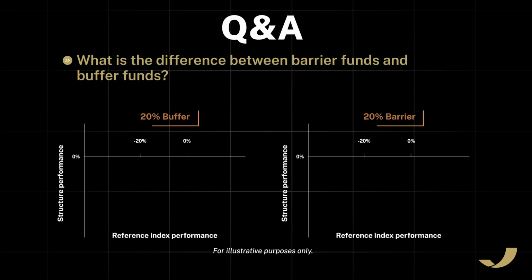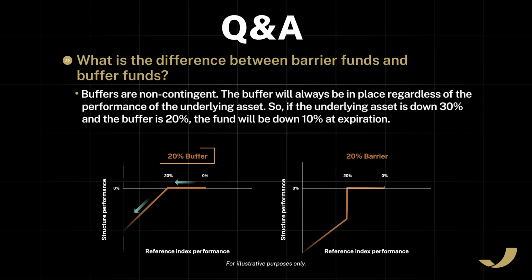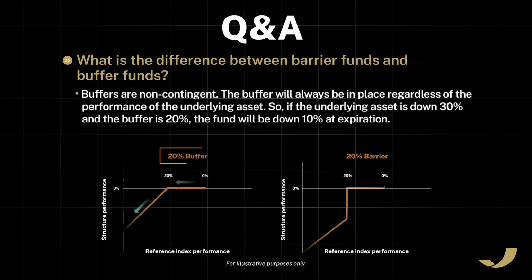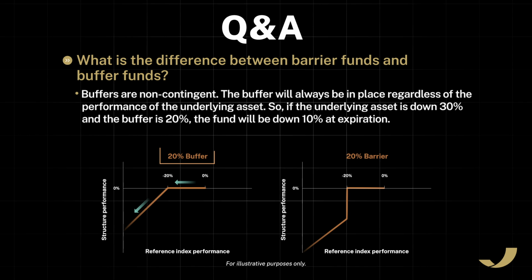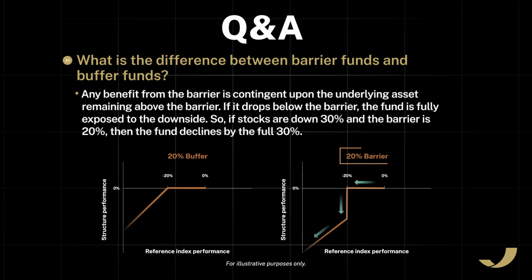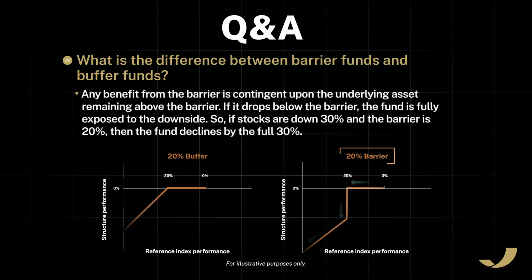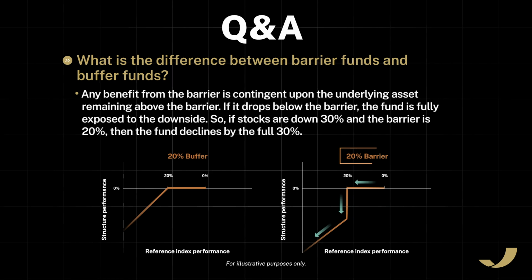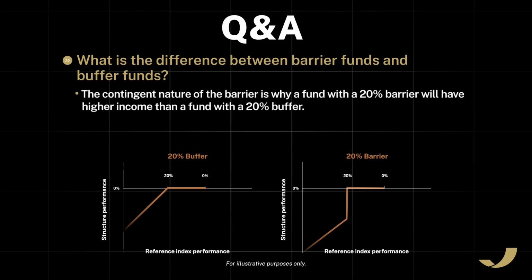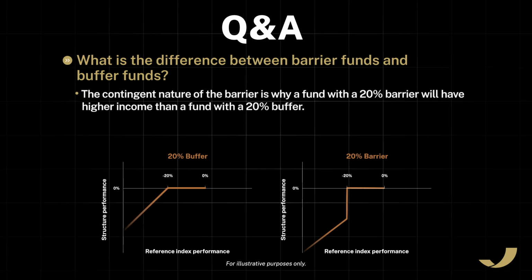What is the difference between barrier funds and buffer funds? Buffers are non-contingent. The buffer will always be in place regardless of the performance of the underlying asset. So if the underlying asset is down 30% and the buffer is 20%, the fund will be down 10% at expiration. Any benefit from the barrier is contingent upon the underlying asset remaining above the barrier. If it drops below the barrier, the fund is fully exposed to the downside. So if stocks are down 30% and the barrier is 20%, then the fund declines by the full 30%. The contingent nature of the barrier is why a fund with a 20% barrier will have higher income than a fund with a 20% buffer.